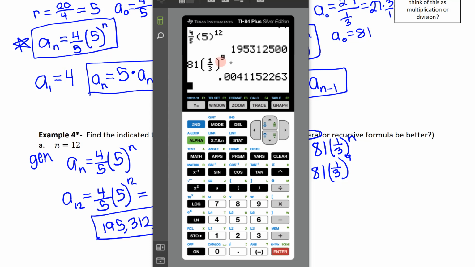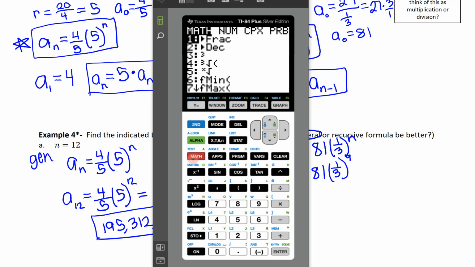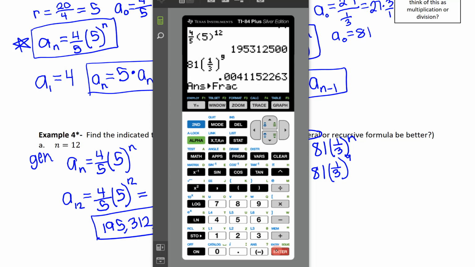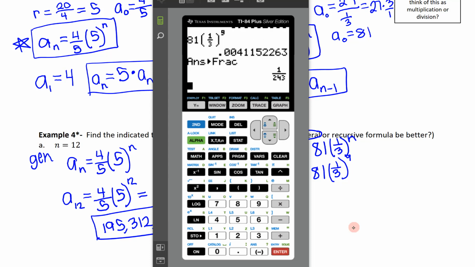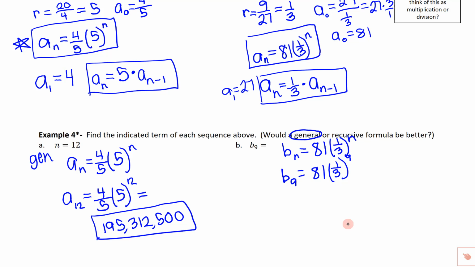Okay, so it came out as a decimal. Let's go ahead and change that to a fraction. That's going to be easier to write and more exact. So math, change it back to a fraction, and I get the 9th term is 1 over 243.